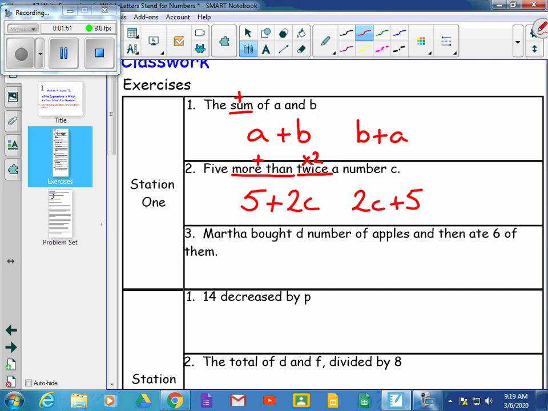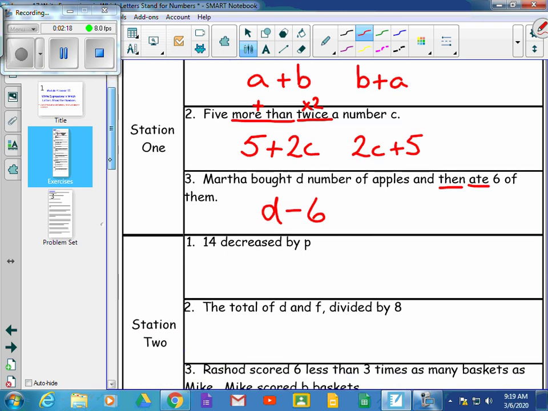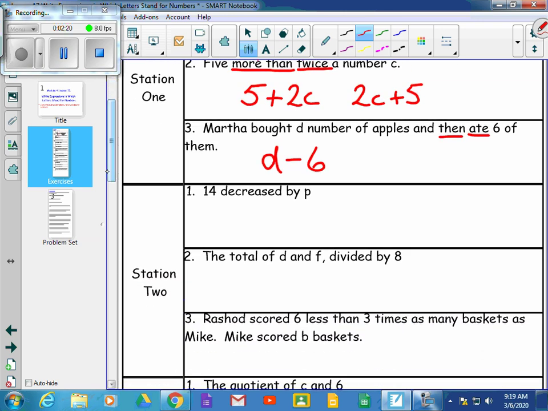Then number 3 in Station 1, Martha bought D number of apples and then ate 6 of them. Then tells us that she first bought them. We have to do that first, and then ate them. So if we start with D apples, then she takes them away because she eats them. We have D minus 6. We can't flip-flop that order because subtraction does not apply with the commutative property.